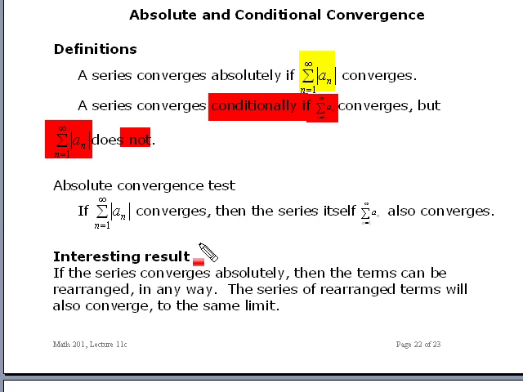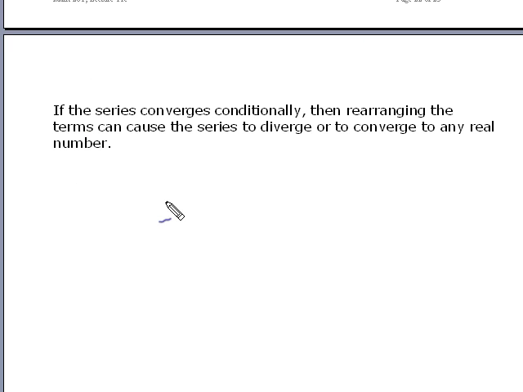And the absolute convergence test, of course, says that if the series converges absolutely, then the series also converges. And here's the interesting result. If the series converges absolutely, then the terms can be arranged in any way. The limit of the rearranged terms will also converge to the same limit. That's with absolute convergence. Now if the series converges conditionally, then if you rearrange the terms, this can cause the series to diverge or to converge to any real number. And there's a special mechanism on how to do that.